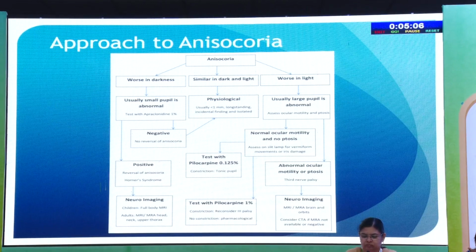This is the usual algorithm that you see in textbooks. So differentiate whether the anisocoria is worse in dark or worse in light, because as you know, if the small pupil is the abnormal one, then the anisocoria is going to worsen in darkness because it does not dilate, and the reverse in the case where the abnormal pupil is the dilated one.